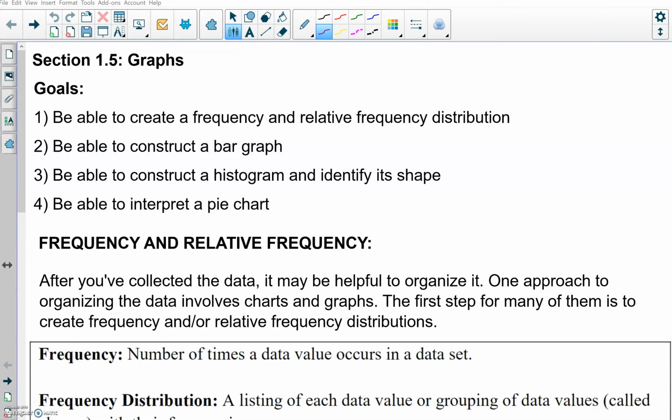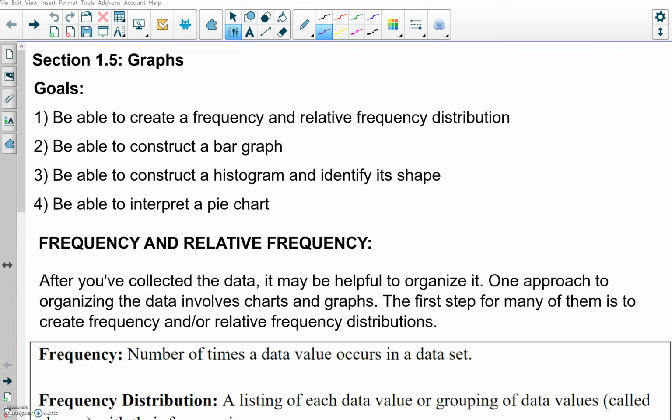For section 1.5, graphs, we're going to look at creating a frequency and relative frequency distribution. That's a big part of really forming any graph. You can start with the frequency and relative frequency distribution to organize the data, and then take that information and put it into a picture to make it stand out a little more. We're going to construct a bar graph. You've probably seen these before.